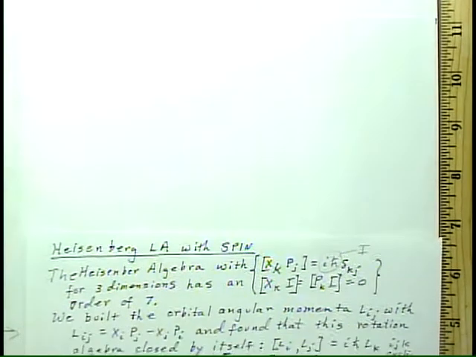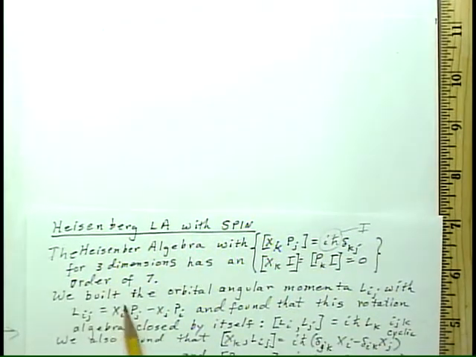Naturally, the positions x1, 2, and 3 commute with each other, and the momenta p1, p2, and p3 all commute with one another. So the only non-commuting parts is with one of the x's with a p where they both have the same index, and therefore this Kronecker delta does not vanish. So this algebra has an order 7.